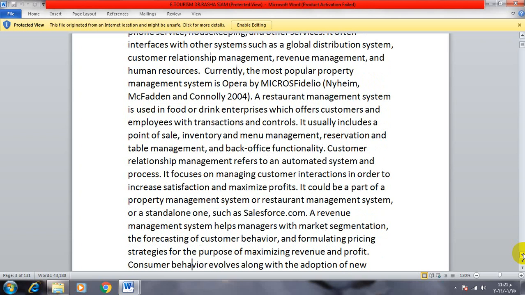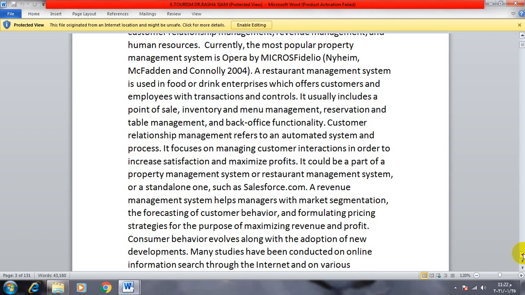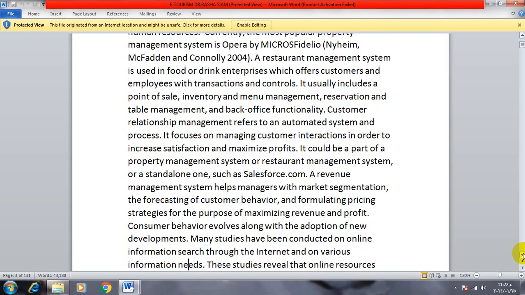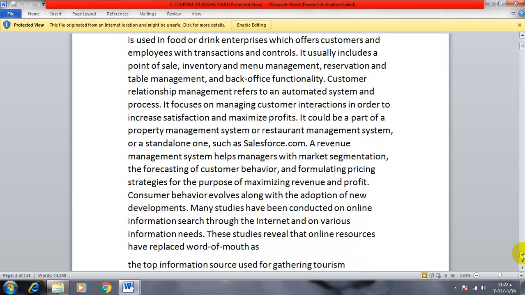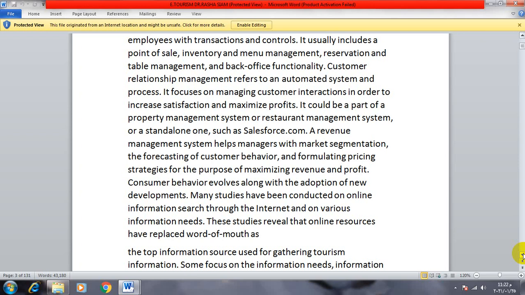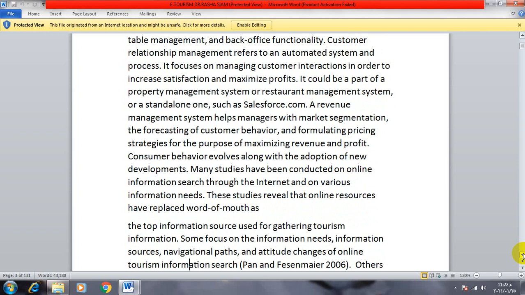Consumer behavior evolves along with the adoption of new development. Many studies have been conducted on online information search through the internet and on various information needs. These studies reveal that online resources have replaced word of mouth as the top information source used for gathering tourism information. Some focus on the information needs, information sources, navigational paths, and attitude change of online tourism information search.